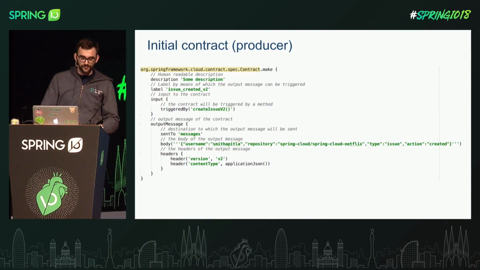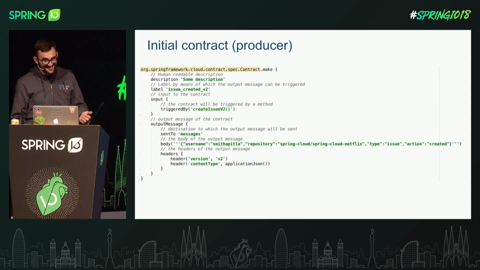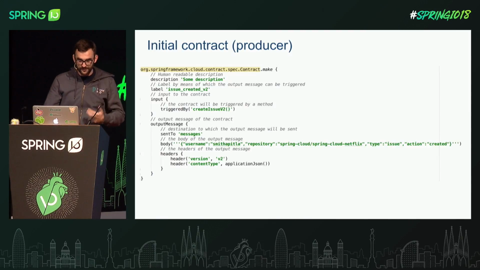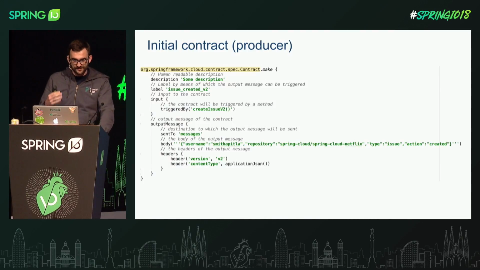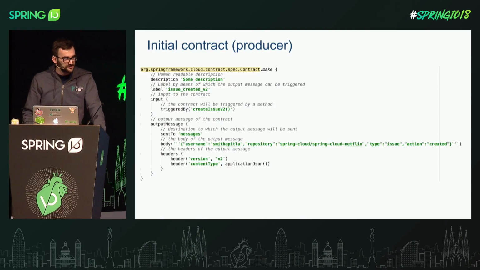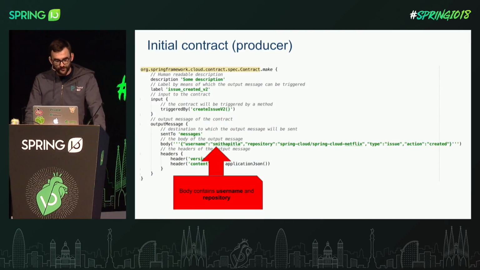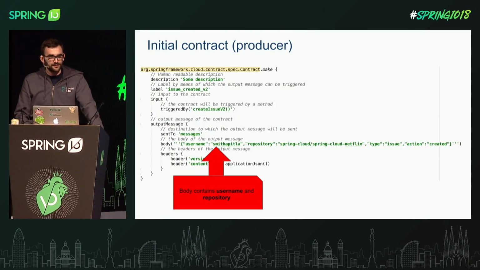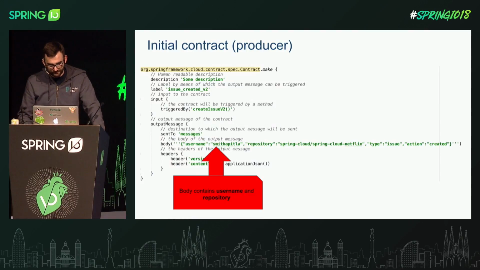The most important thing is at the bottom, you can see, or not. You cannot see it, so just read it. Then we have the body section. And in the output message section, we have sent to, body and headers, meaning the producer of the message says, I vouch that I can send a message to a destination called messages with this body and these headers. The important thing is that the body contains the fields username and repository, right? So in the payload of the message, we're going to have username and repository.